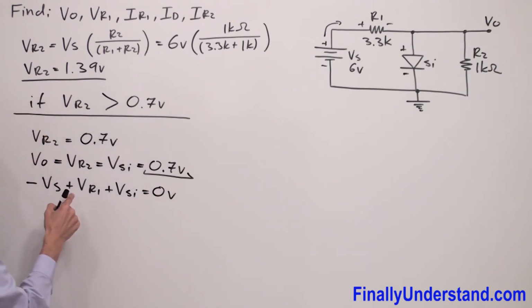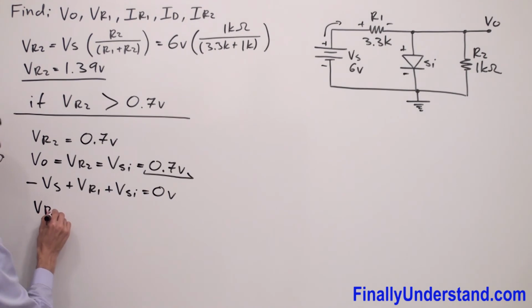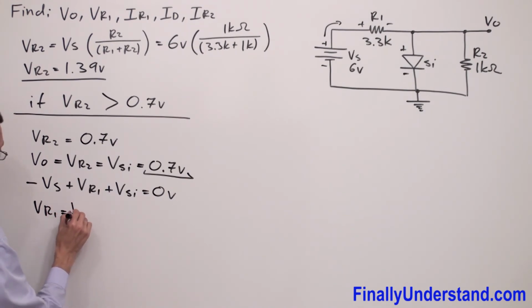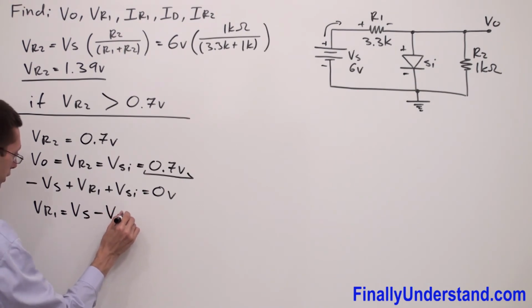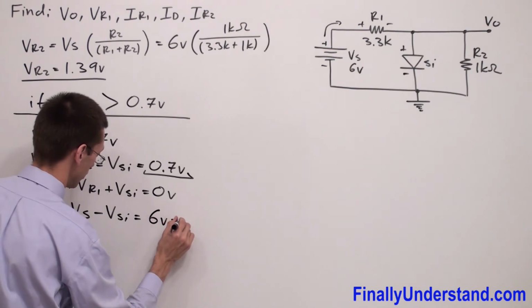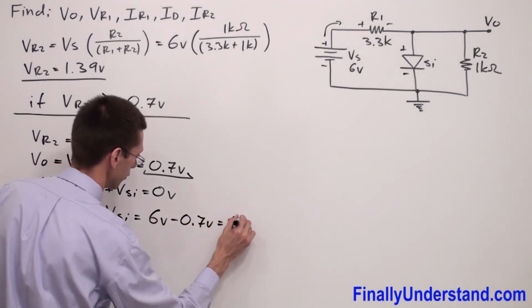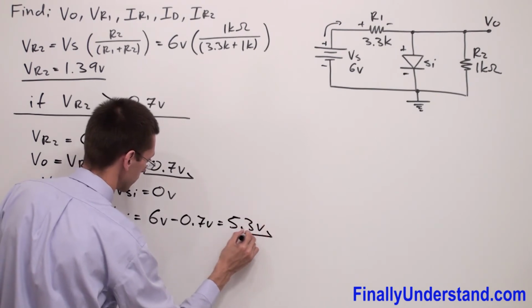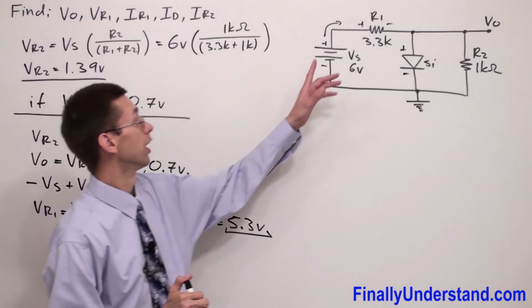So if you solve this formula for VR1, you're going to have VR1 equals the voltage source minus the voltage at the silicon diode, where the voltage source is equal to 6 volts minus 0.7 volts. This is equal to 5.3 volts. So this is the voltage at resistor R1.